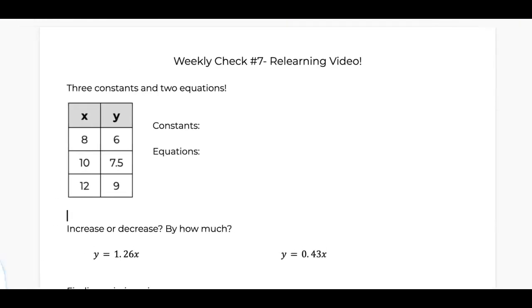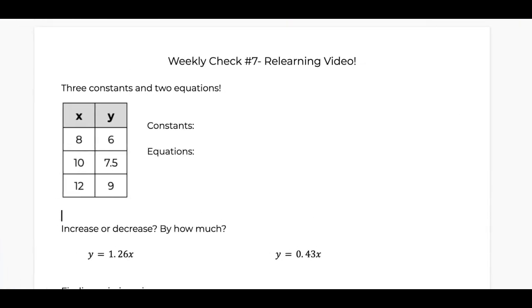Alright guys, this is the weekly check number 7 relearning video. So if you're watching this, it is part of the Delta Math relearning assignment. We're just going to go through a few problems here. That way you kind of know where to start with each type of problem you'll see in this assignment.